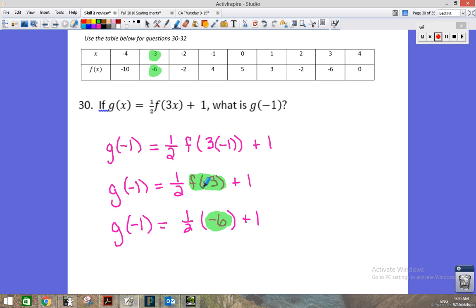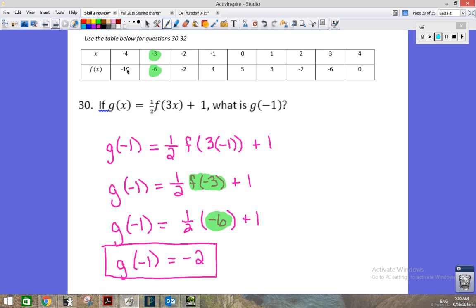This function notation is just an advanced notation for the y coordinate. Well, here's the x coordinate. These are the y coordinates. And now we can do this arithmetic and get our final answer. Half of -6 is -3, and -3 plus 1 is -2. So there's our final answer. We did it by substitution.